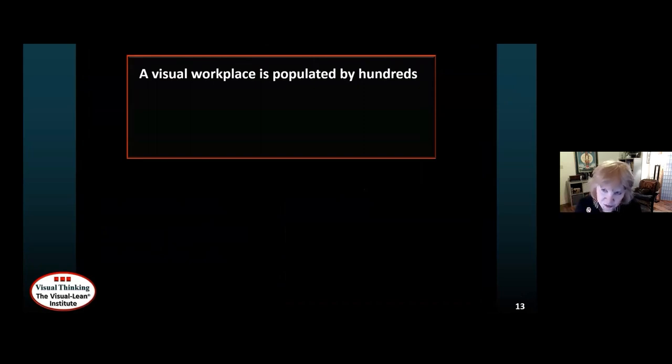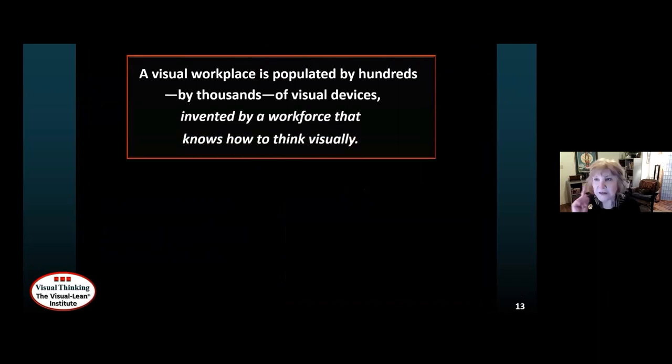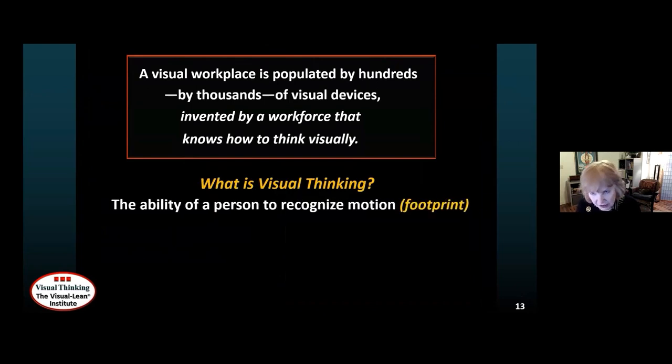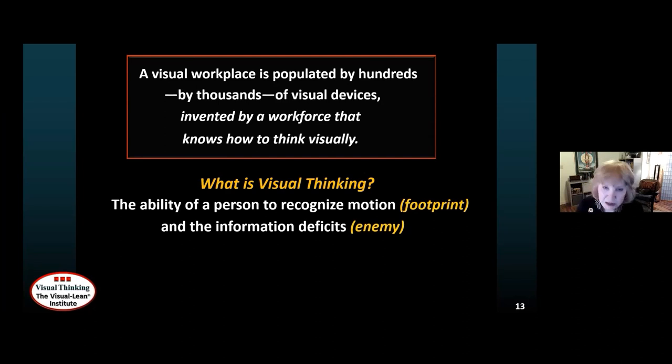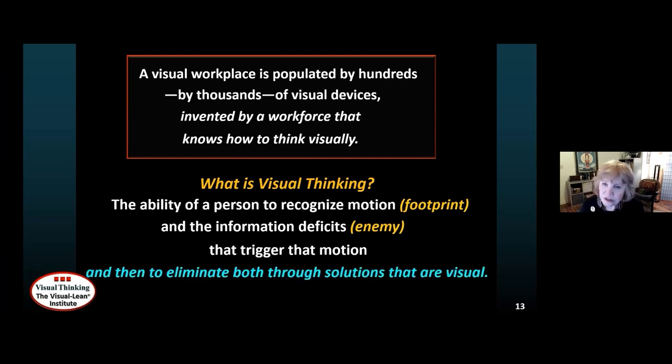A visual workplace is populated by hundreds, no, by thousands of visual devices. They're invented by a workforce that knows how to think visually. And this is what visual thinking means. So I want you to get this piece of it so you understand how the methodology is in and of itself respect building. It is the ability of a person to recognize the footprint of the enemy, which is called motion, to recognize motion and the information deficits, which is the enemy, that trigger that motion, and then to eliminate both through solutions that are visual.